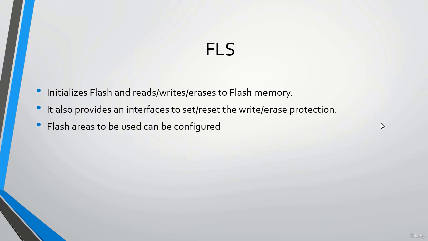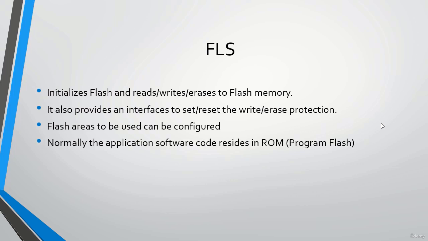Now the flash areas that we need to actually use from the hardware are also configured using FLS. We select something called the base address, and from there we calculate the actual flash area that is used. So the areas to be used from the hardware are configured using FLS. Normally the application software resides in ROM, which is called the program flash.